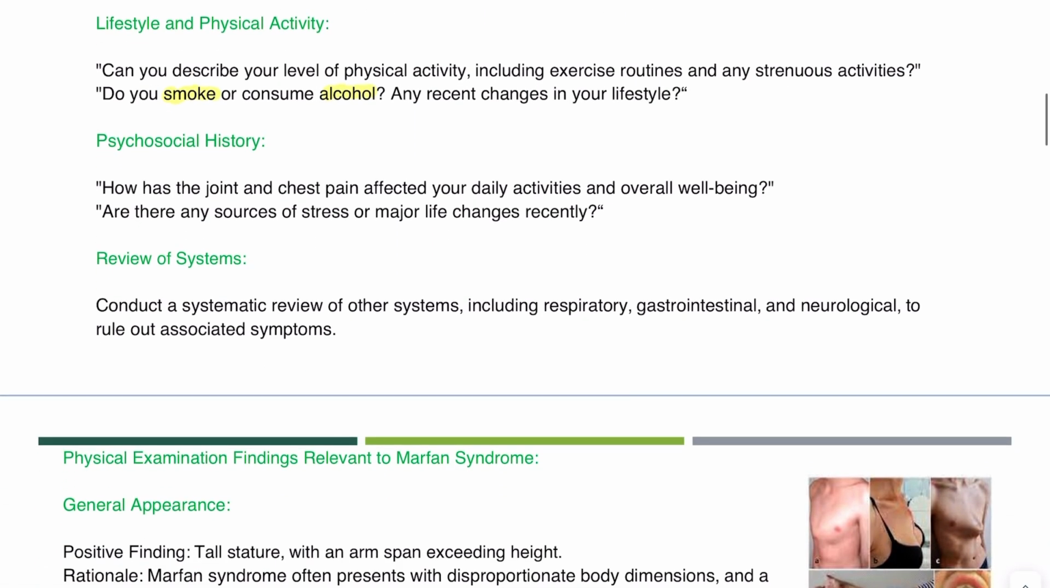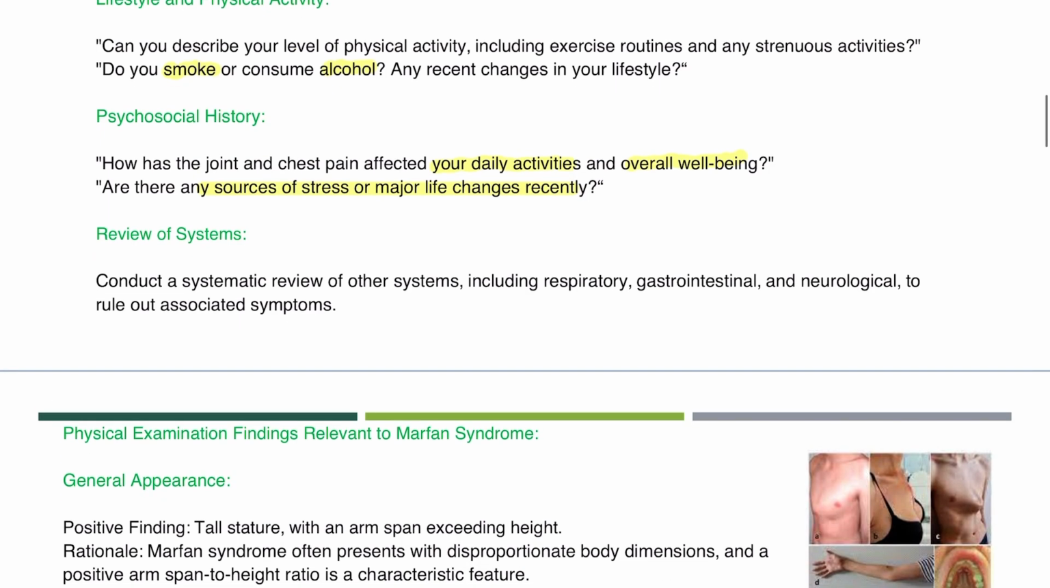Psychosocial history is also very important. In any patients who have some complaints, joint pains, headache, anything, you must ask about psychosocial history. Whether it is affecting their daily activities and overall well-being, and we also want to ask about any recent source of stress or major illness changes. So remember, always ask the patient for psychosocial history. The patient then may give you some of his or her concerns, and that is also important.